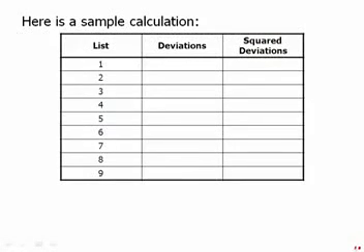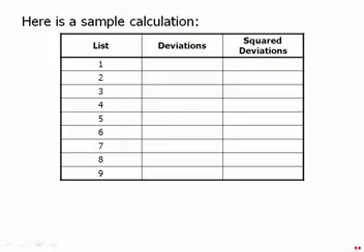Okay, so now we'll do a sample calculation. We'll start with a very simple list, just the integers from 1 to 9. So this is a nice symmetrical, evenly spaced list. Of course, the number in the middle, 5, would be both the mean and the median of this list. So we have the mean, so it's easy to figure out the deviations.